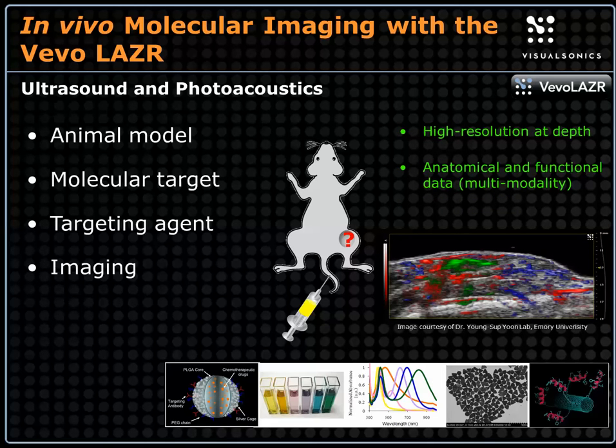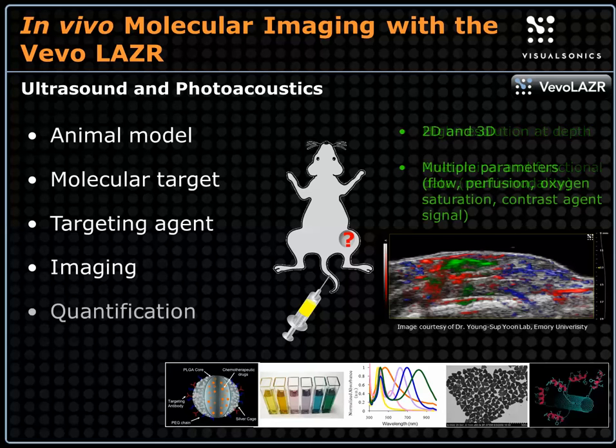Finally, the imaging. With ultrasound, we can get high resolution and we can maintain that high resolution at depth. That way, we also get anatomical and functional data. And this ends up being truly a multimodality platform where we have the anatomical data from the ultrasound image, that's the grayscale image you can see in the background here, and then the functional data, which is derived from either Doppler flow imaging, microbubble contrast, or photoacoustic contrast imaging, which is what you're seeing in this image here.